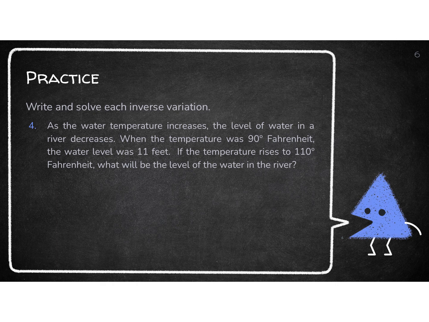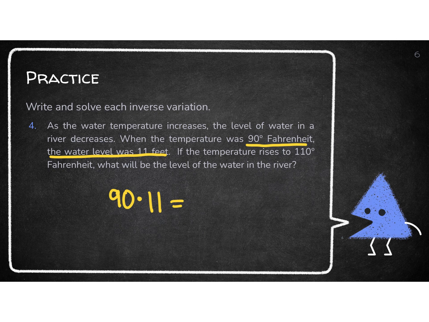Then you are going to have word problems. So the word problems won't tell you directly if it's x or y. You just need to know what numbers are in pairs together. So as the water temperature increases, the level of water in the river decreases. So as one goes up, the other goes down. That's an inverse variation. When the temperature was 90 degrees Fahrenheit, the water level was 11 feet. So those two numbers are pairs. When it was 90 degrees, it was 11 feet. So take those and multiply them.